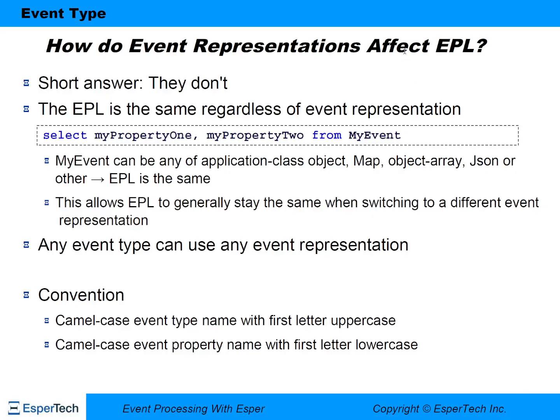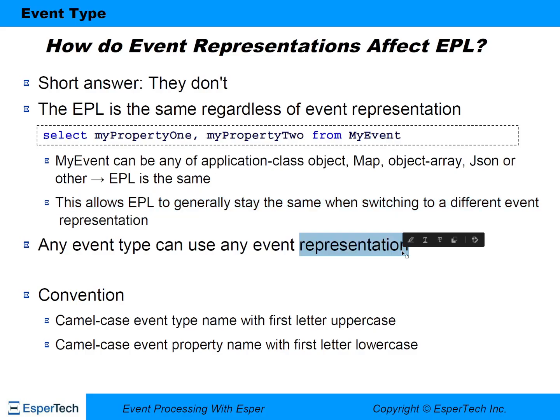This slide answers the question how event representations affect the EPL. The short answer is that event representations don't affect the EPL. The EPL is the same regardless of event representation. For instance, consider the following EPL. Select myProperty1, myProperty2 from MyEvent. MyEvent can be any of application class object, map, object array, JSON or other, but the EPL is the same. This allows EPL to generally stay the same when switching to a different event representation.